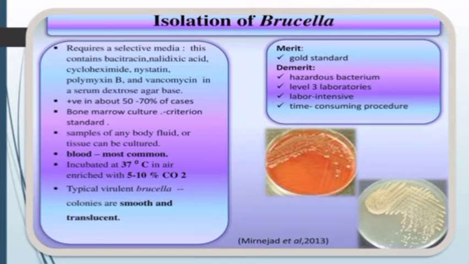Bone marrow culture is the standard. Samples of any body fluid or tissue can be cultured. Blood is most common, incubated at 37 degrees centigrade in air enriched with 5 to 10% carbon dioxide. Typical virulent Brucella colonies are smooth and translucent. Merit: gold standard. Demerit: hazardous bacterium, level 3 laboratories required, labor intensive, time consuming procedure.